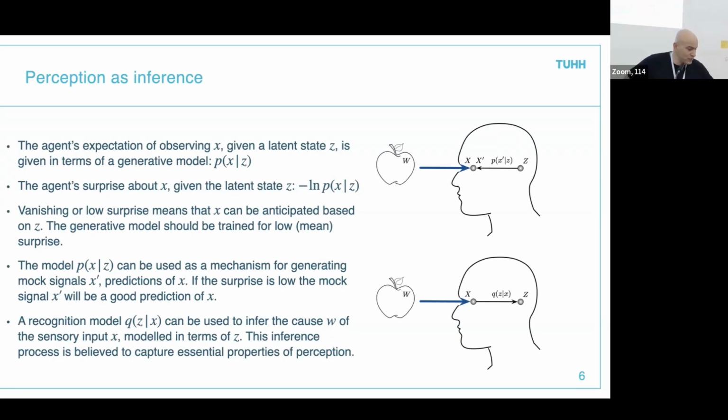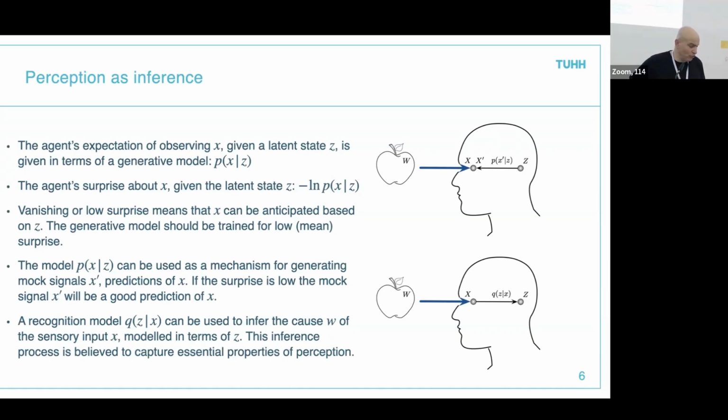The generative model can be used as a mechanism for generating mock signals X prime. These days everybody is talking about generative AI, so signals are generated by the generative model. And in the predictive brain theory, these serve as a prediction of X. If the surprise is low, the mock signal X prime will be a good prediction of X. So here's a clear distinction with the prediction error, which is formalized as an explicit comparison of X with a generated X prime, so with a prediction.